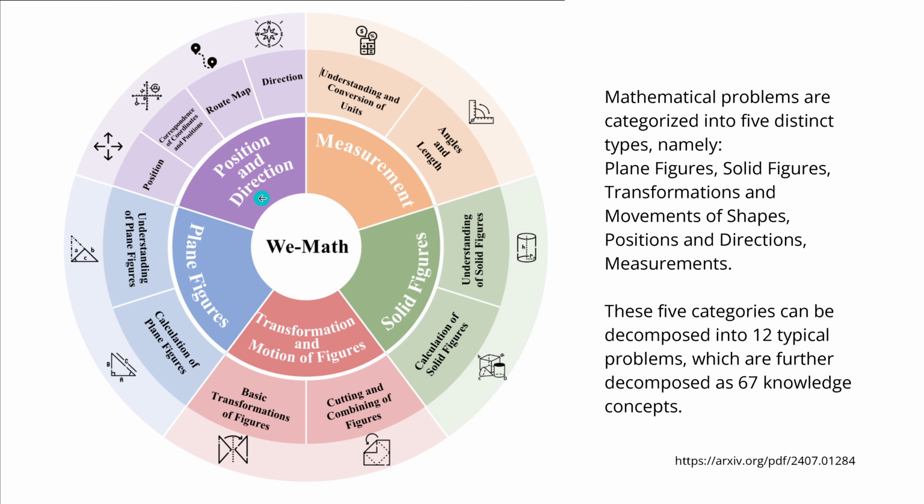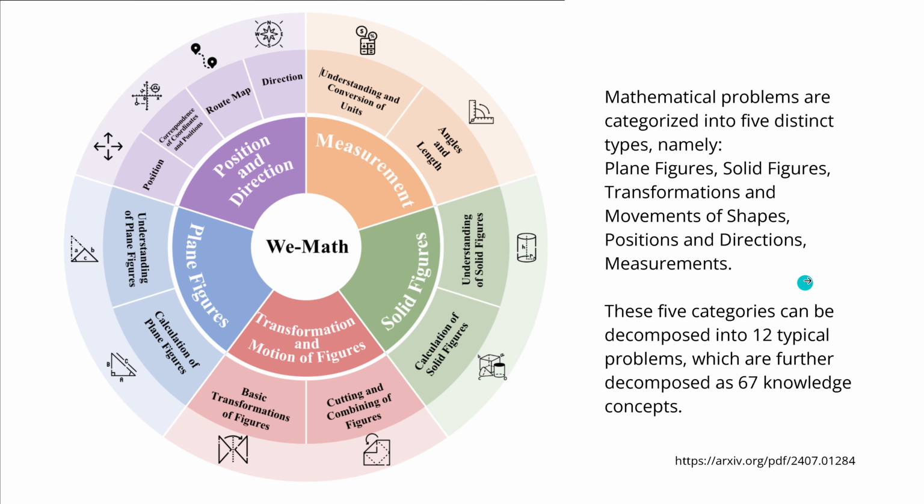We have position and direction. Think about a GPS map, direction, position, your car. So you see some beautiful examples. And those 5 categories that I showed you here can be decomposed, further analyzed into 12 typical problems. I'll show you this in a second, which are further decomposed, detailed as 67 knowledge concepts.